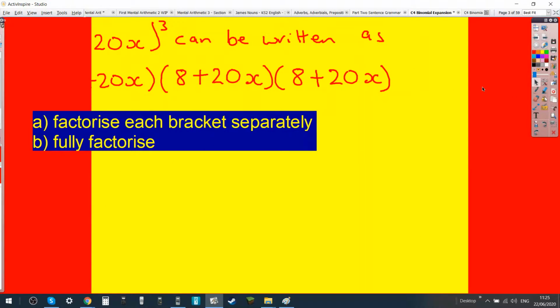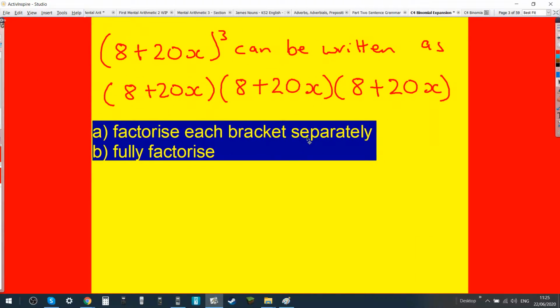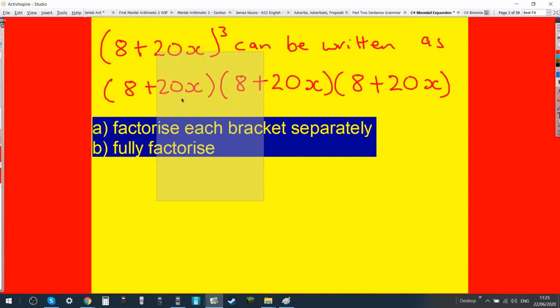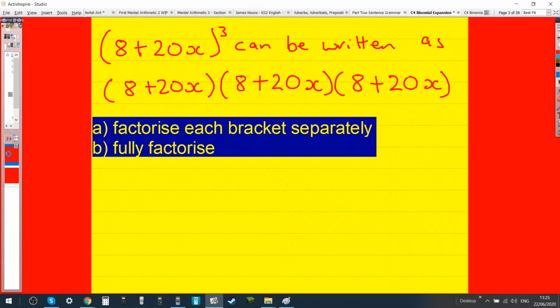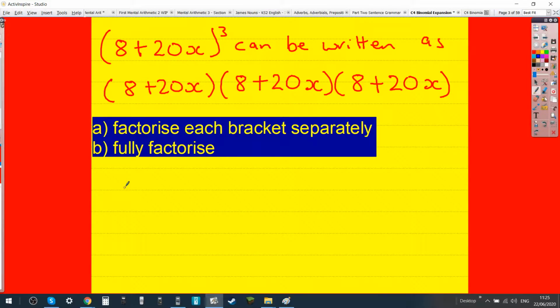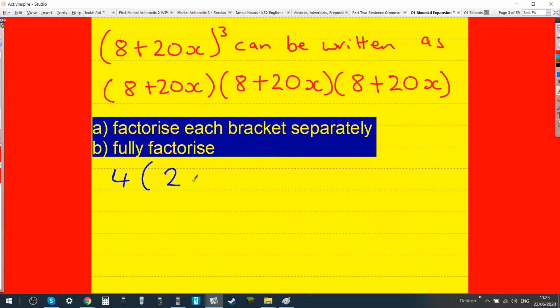Yes, this one, factorize each bracket separately. So this is the same thing, just written the long way. If you factorize each bracket, what would you get? You would get like 4, and then 2 plus 5x, 2 plus 5x, and you would do that 3 times. And so how could you fully factorize then at the end?